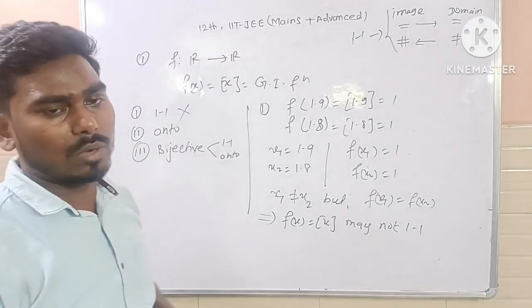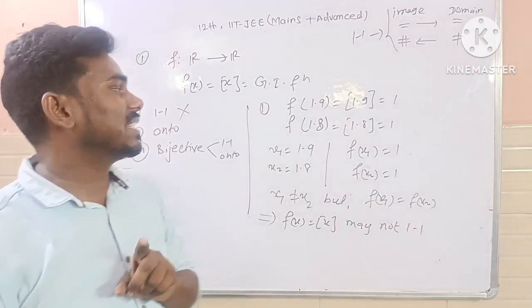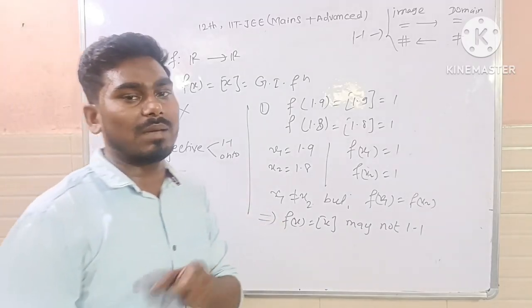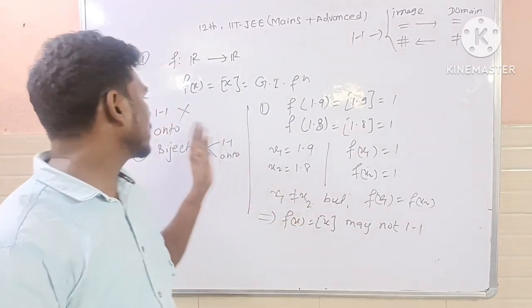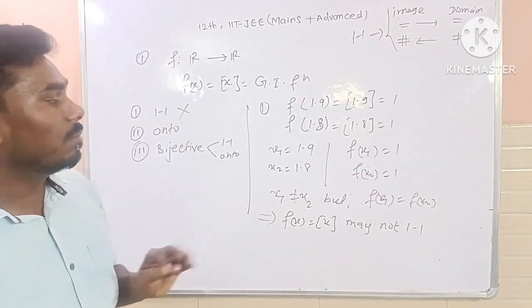If any function is not one-one, that means the function must be many-one. Keep this in mind, because one-many is never a function. So the function not being one-one implies the function must be many-one.